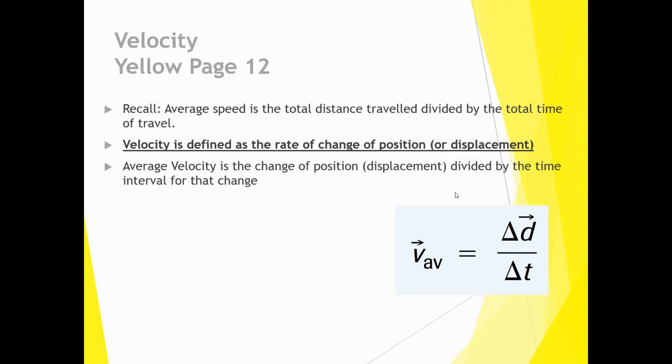So in this instance, instead of VAV, this time we have it with a little arrow on the top of it, which indicates that it is a vector. So now it's the change in distance, which is actually displacement. So that has the vector and the change in time.